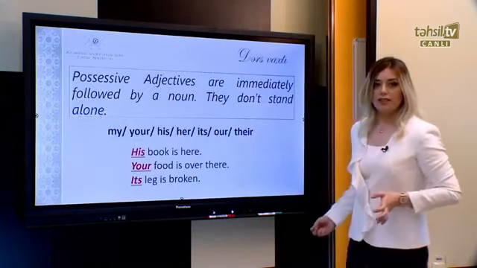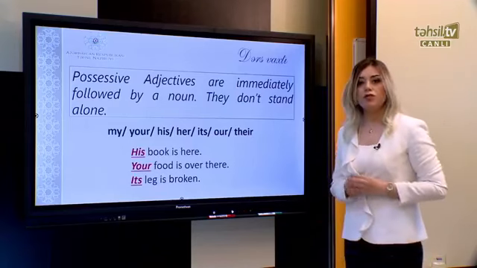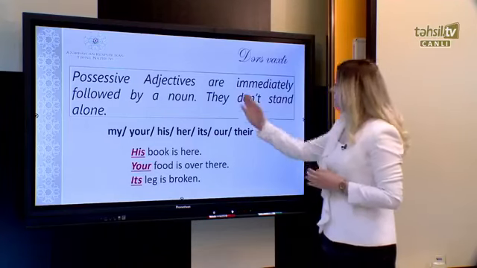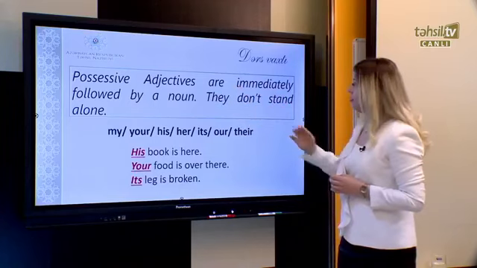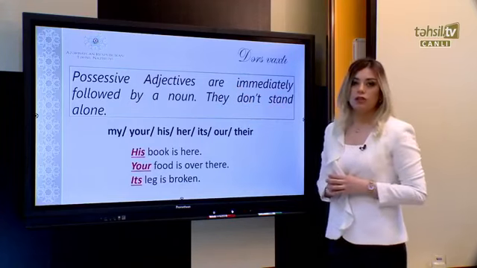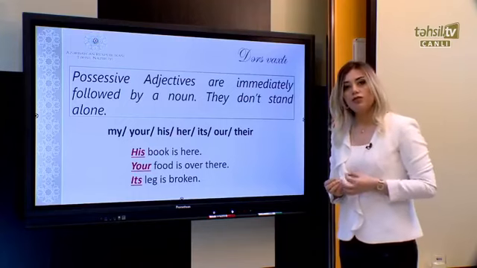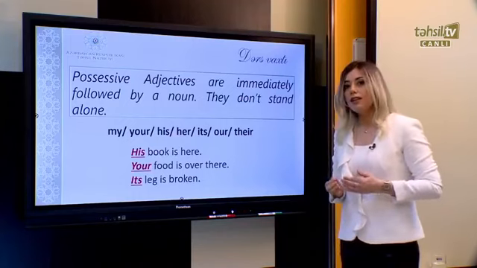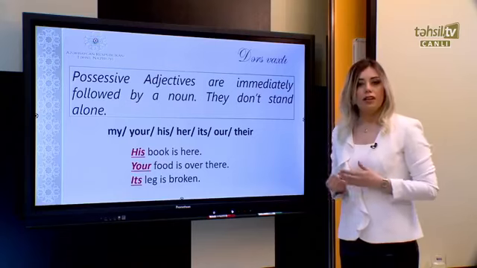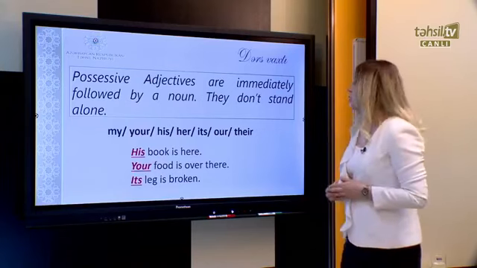What did you notice here? After the possessive adjectives, we use a noun. So possessive adjectives are immediately followed by a noun. They don't stand alone. We cannot just say my and finish the sentence. We need a noun to complete our phrase. My something, my bag, my family, my friend, etc.